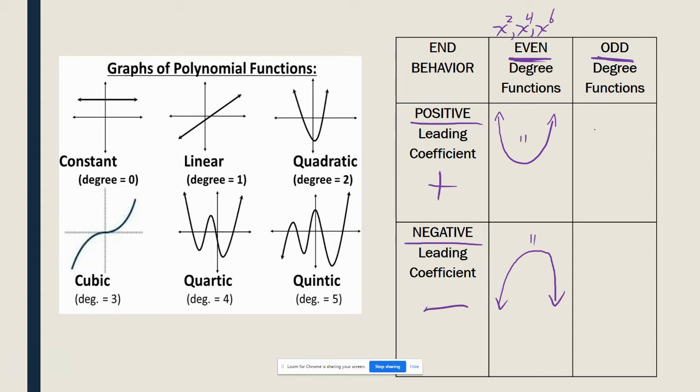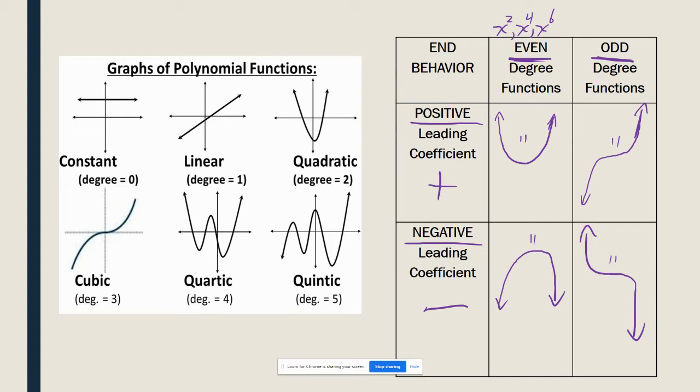Odd degree functions with a positive leading coefficient are also going to end up on the right, like the even degree functions, but an odd degree function is going to start down on the left. So it's going to look something like this. An odd degree function with a negative leading coefficient, like the even function, is going to end down on the right, but it's going to start up on the left. A bunch of little smiley faces there.